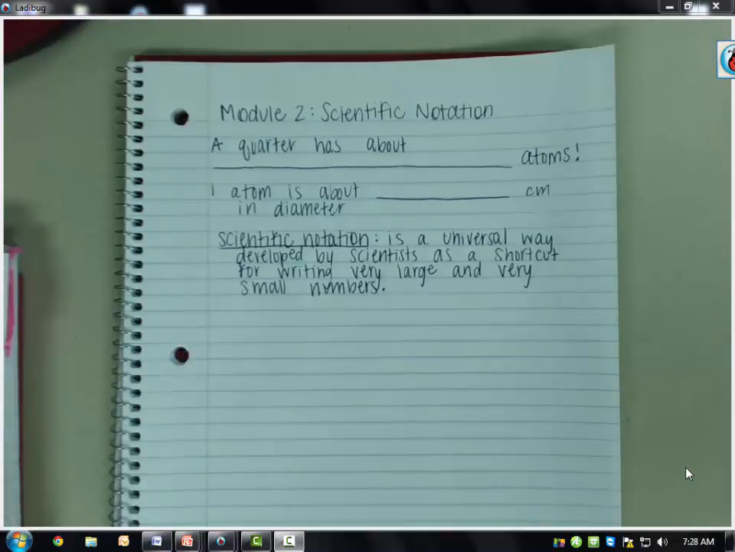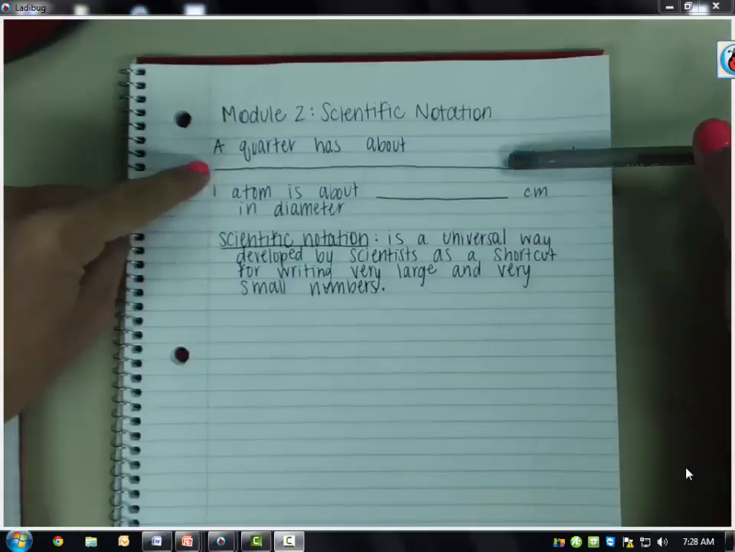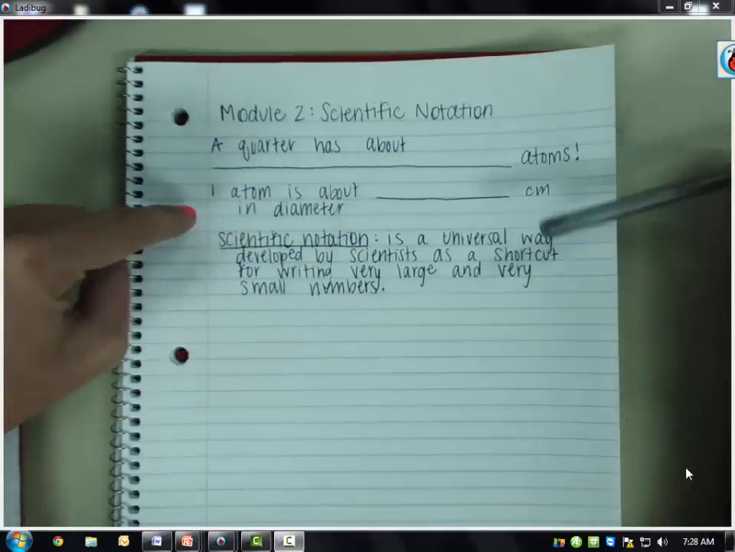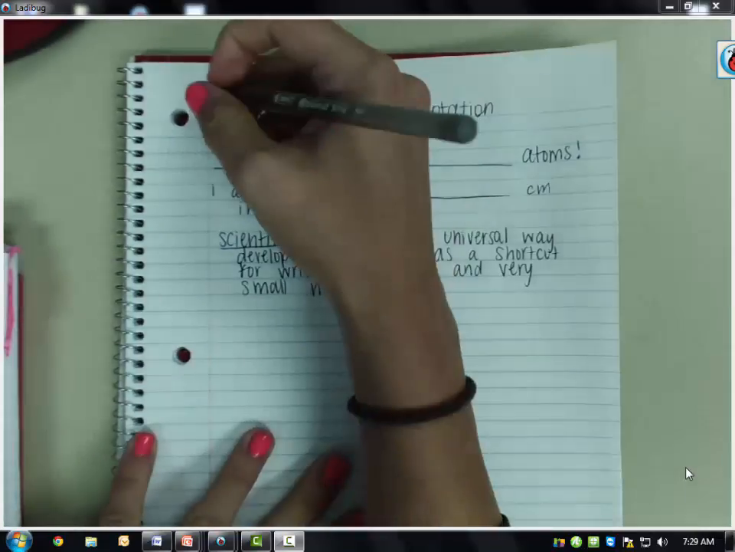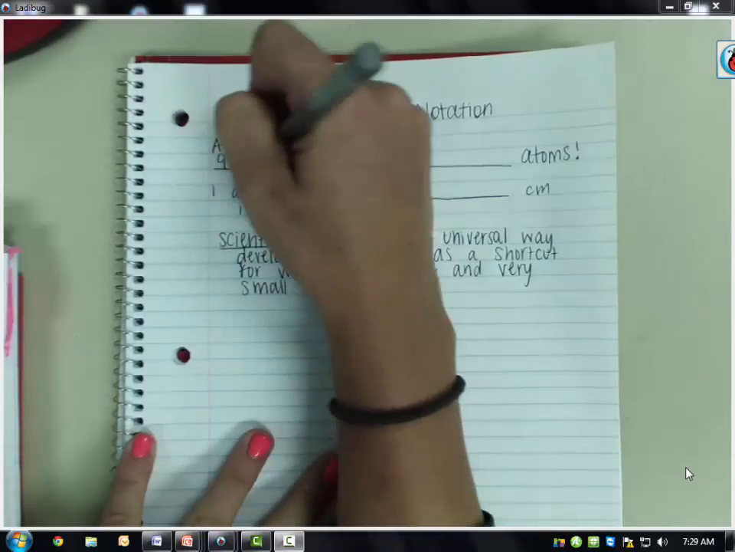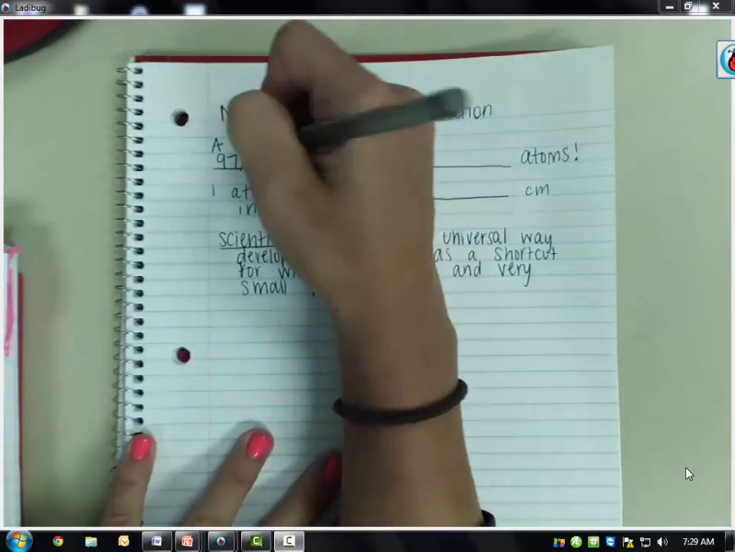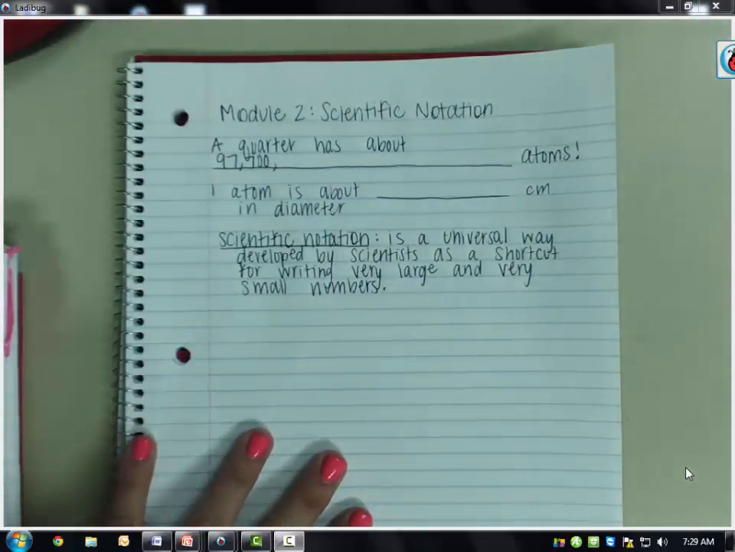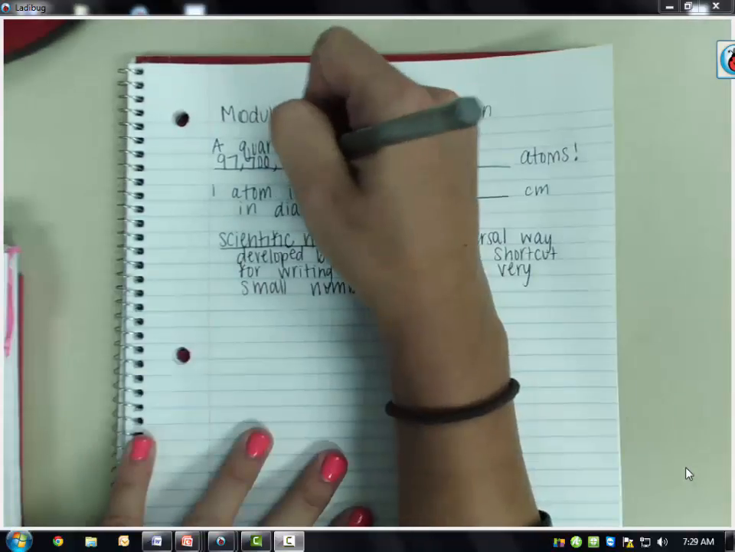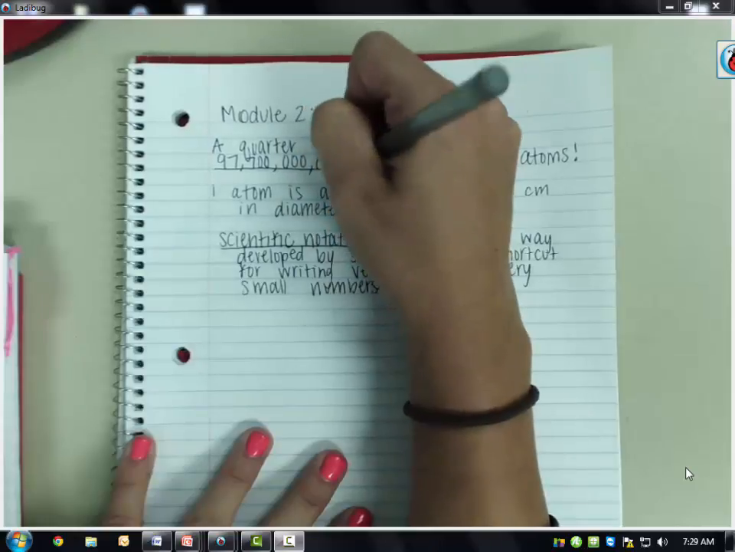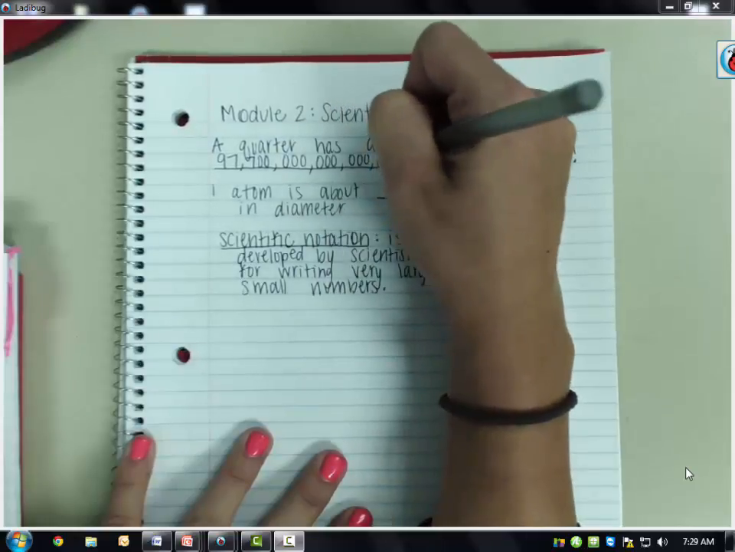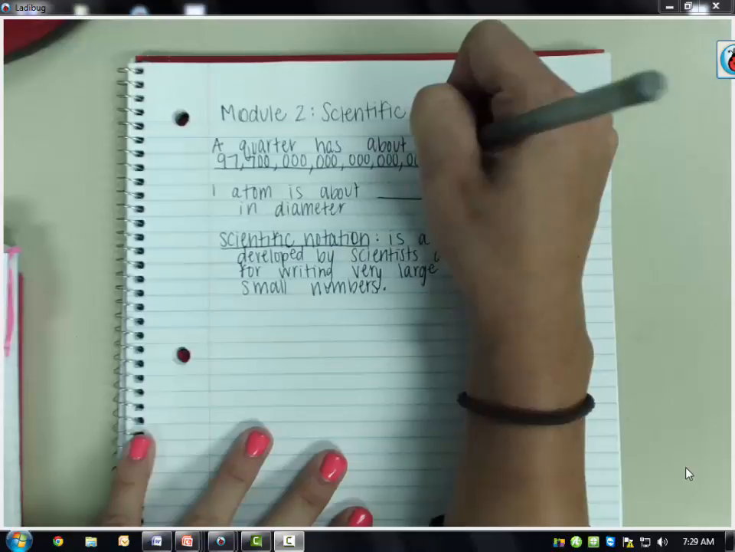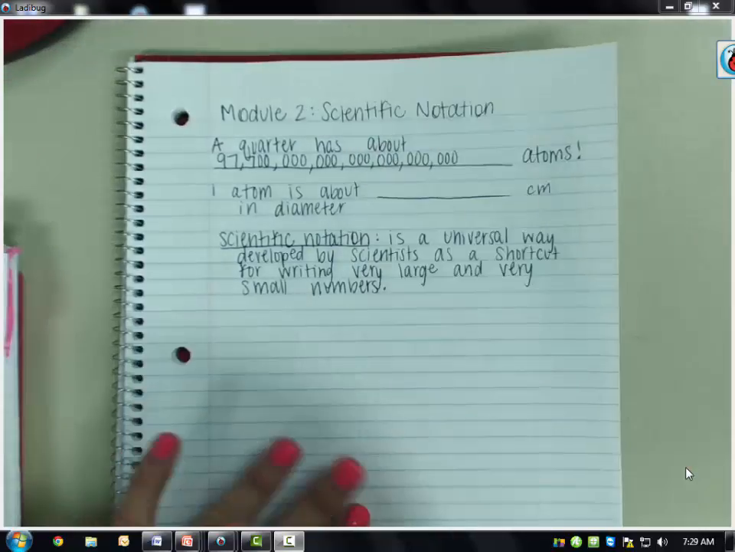So these are going to be either very big or very small numbers because we know atoms are small. So I'm going to write it out for you. It's 97, comma, then write a 700. And then you're going to do 6 sets of zeros: 1, 2, 3, 4, 5. That is a huge number. And I'm going to be honest with you, I don't even know how to say it.